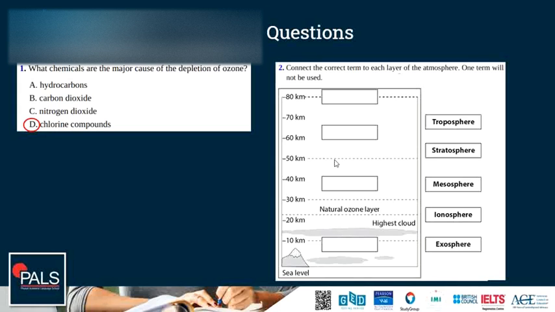Connect the correct term to each layer of the atmosphere. One term will not be used. You can try this yourself again. I will tell you the answers now. You can pause the video. The lowest layer from 0 to 10 kilometers height is the troposphere. We are skipping the stratosphere and directly go to the mesosphere. Then comes the ionosphere and the outermost, the exosphere.